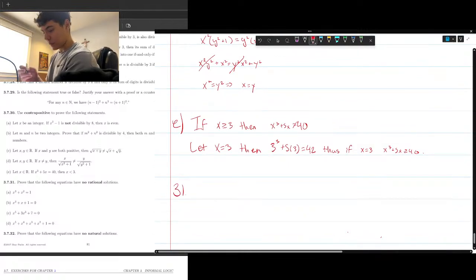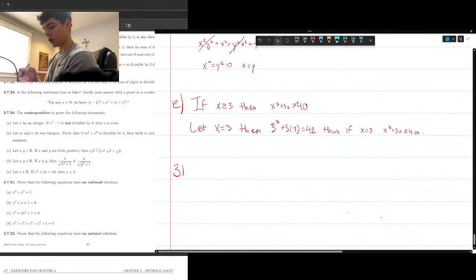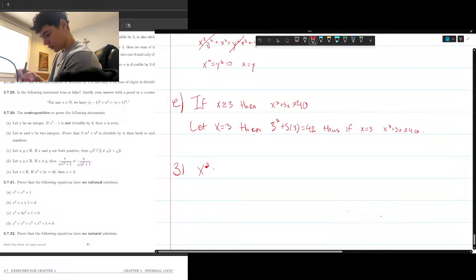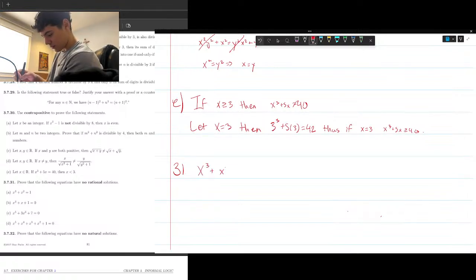31. The following equations have no rational solutions. Okay, so usually for these types of things, parity.